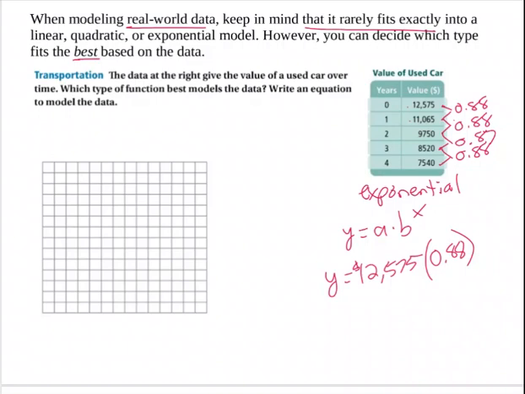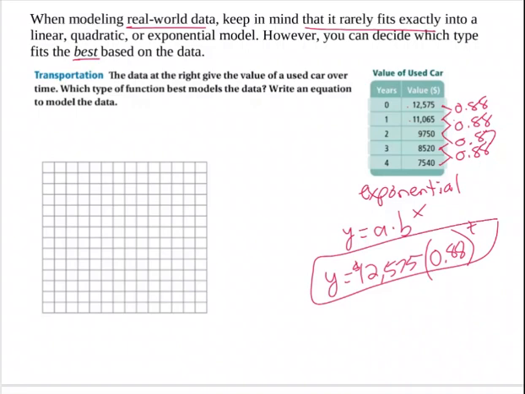To the whatever power. It's the variable. So we can say x here. We can say t because it's years. I like t because we're talking about time. You can say x though if you wanted to, but that's our equation. Okay? It's very straightforward. You just take it right off of the data that you have.